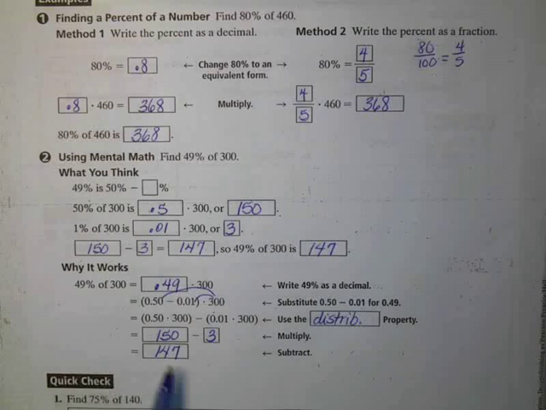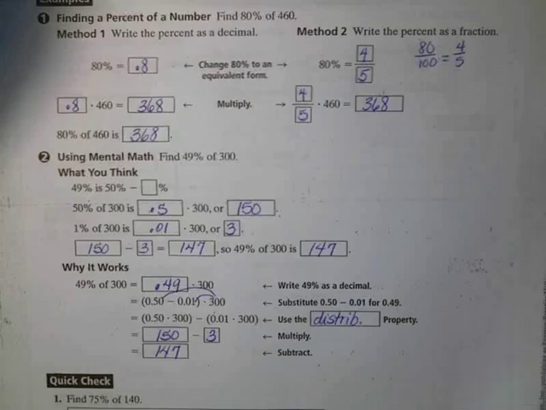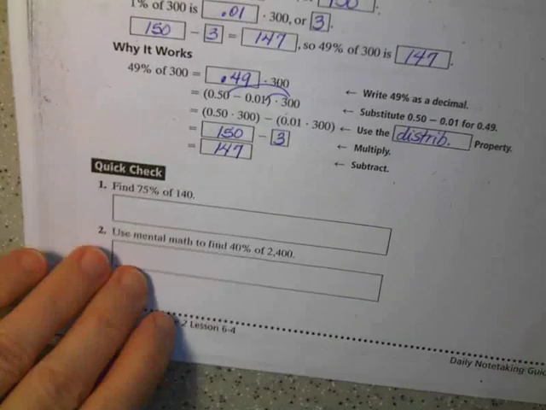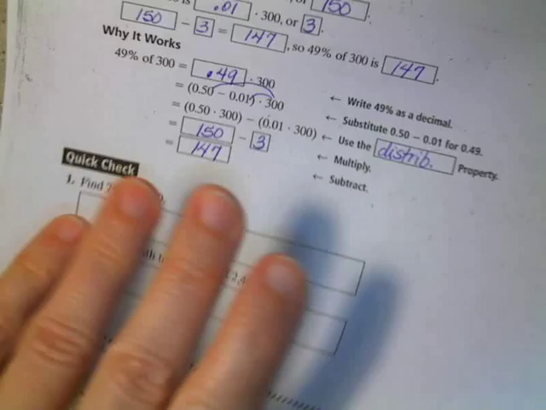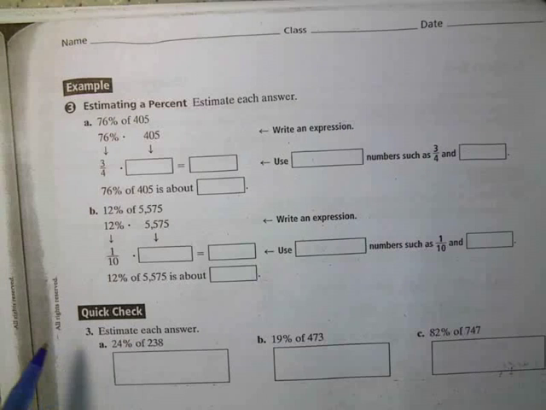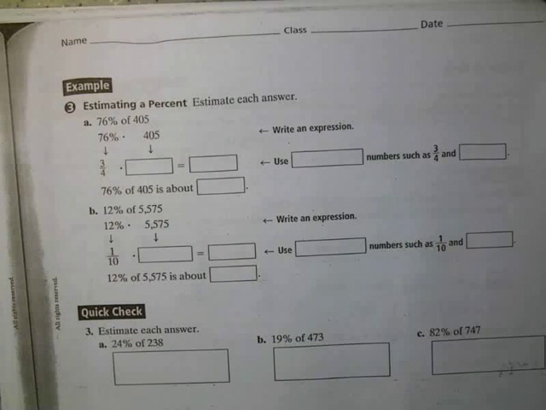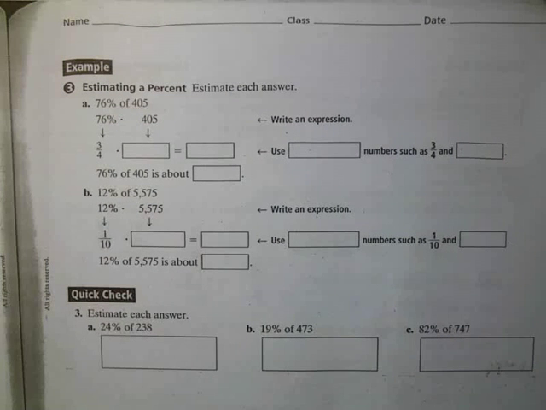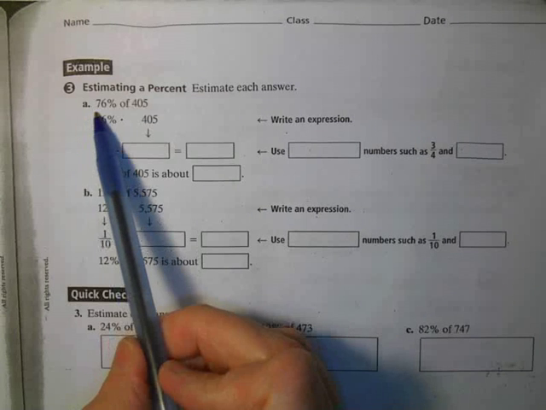When you do number 2 in the quick checks here, I would like you to do it with some mental math. Jot down your thought process though, so we can share and explain and look at some ideas on how we can do that. I'm going to continue on though to the next example at this time, and that is estimating percent. Estimate each answer. So we have a couple of situations here. Realize too that when you use estimation, you have some leeway in what you do, but you still want your answer to be somewhat reasonable.